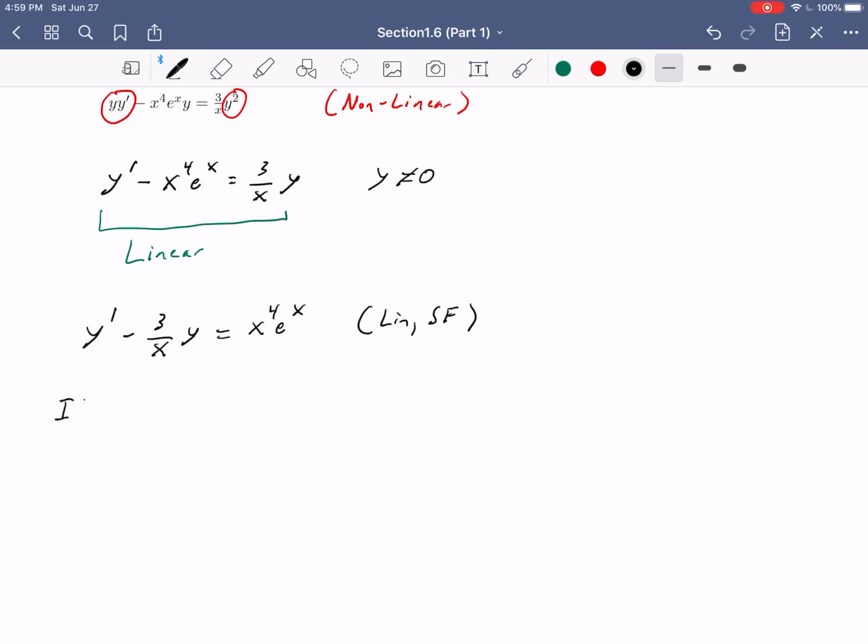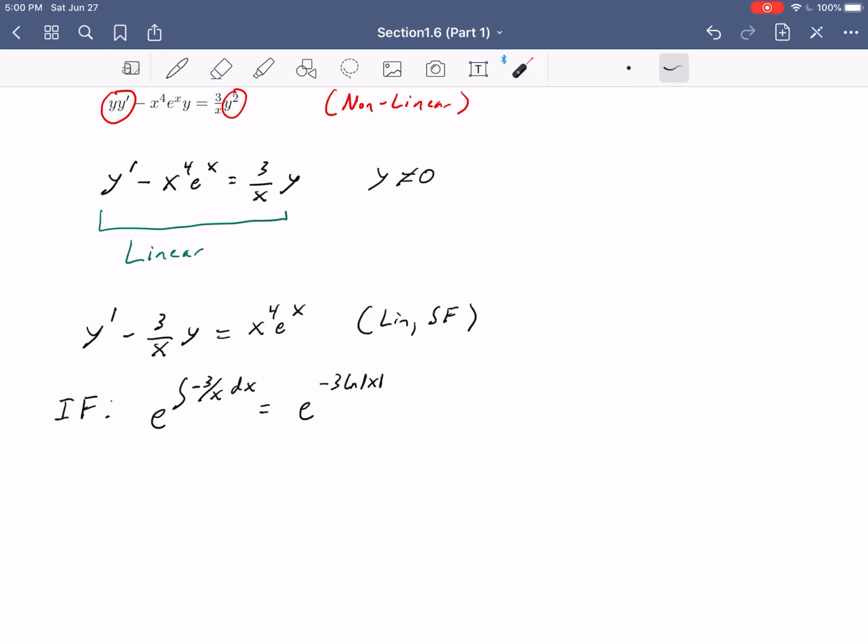So we're going to create an integrating factor. The integrating factor is going to be e to the integral. The p of x here is not just 3 over x, it's negative 3 over x. It's the entire coefficient there. So make sure we get negative 3 over x dx, which of course is going to be e to the negative 3 ln absolute value x.